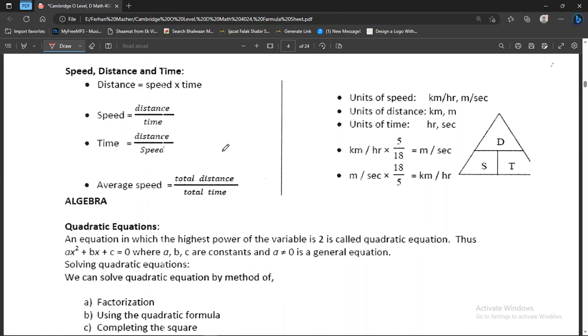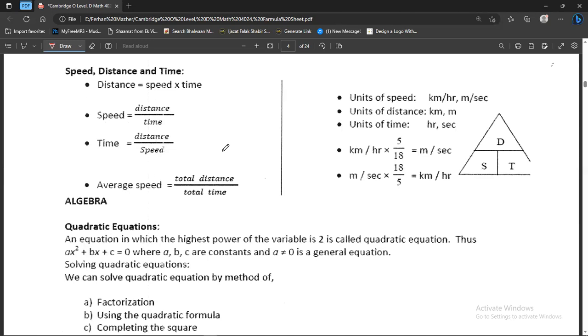Okay, then we have speed, distance and time. You know, the distance is equal to speed multiplied by time. And this formula is only used when the speed is constant. When there is no acceleration in the body, then we use this formula. Distance is equal to speed multiplied by time. The formula for the speed will be distance divided by time. And if you want to find out the time, then the formula will become distance divided by speed.